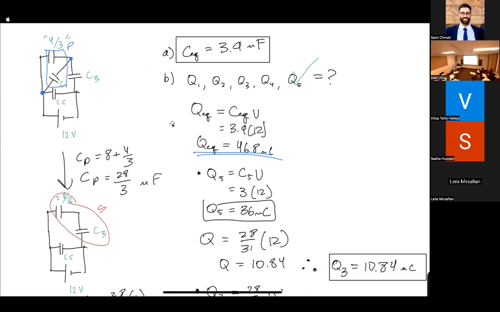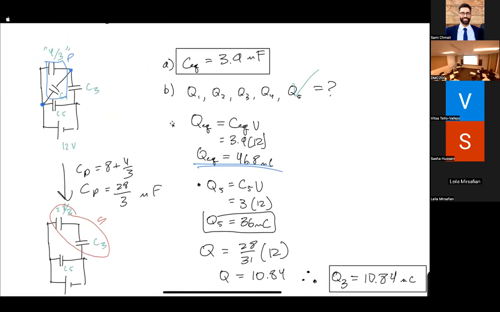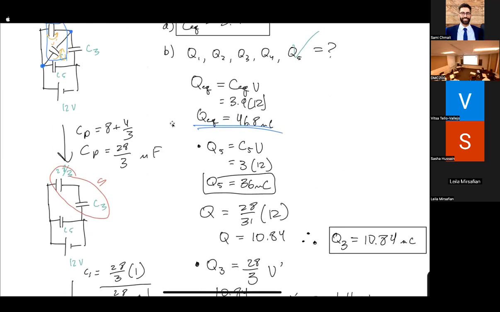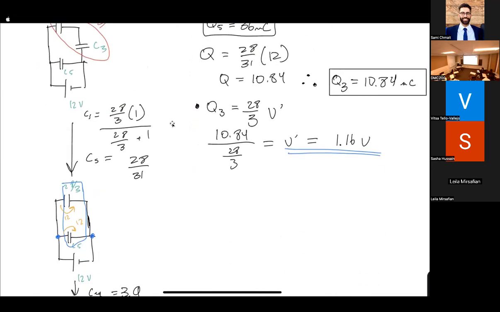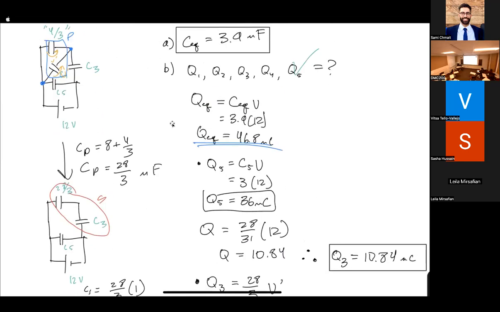Okay. So now we have information regarding these two capacitors right here. We know voltage drops like this. Call that V prime and V prime. Knowing V prime, we can solve for Q4, right? We know the capacitance here. We know the voltage there. Q equals CV. So Q4 is equal to C4 times that V prime. Q4 is equal to 8 times 1.16, which is equal to 9.3 microcoulombs. Now we have Q3 and Q4. So bam and bam. Any questions?